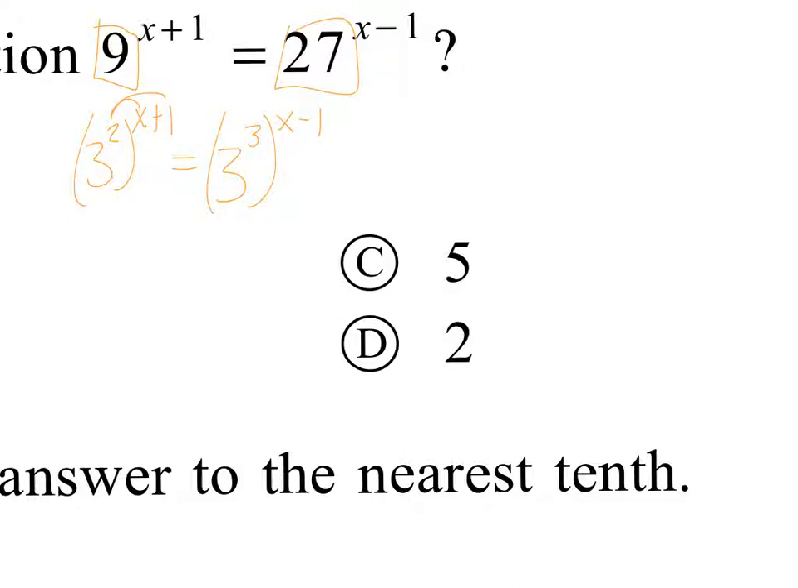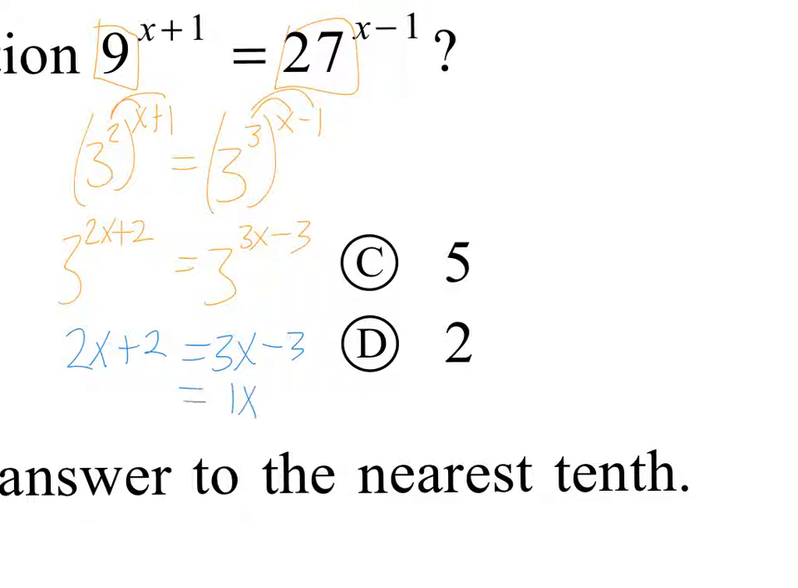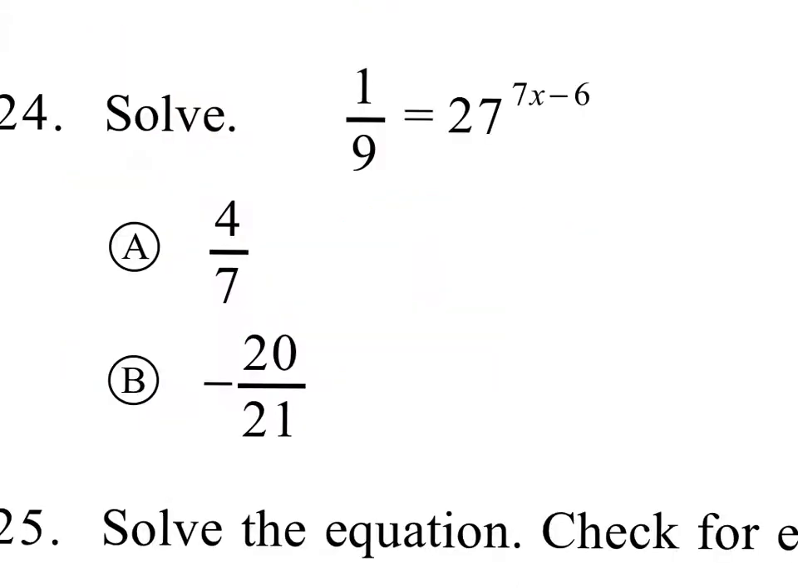Distributing my power to a power, we get 3 to the 2x plus 2 is equal to, doing the same thing there, 3 to the 3x minus 3. If our bases are the same, that means our exponents must be equivalent as well. So 2x plus 2 is equal to 3x minus 3. Solving this equation, bring 2x over to the right side, we get 1x, and plus 3, x is equal to 5, which happens to be choice C right in front of me.